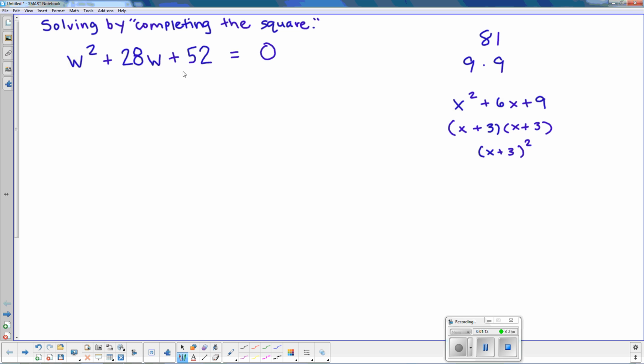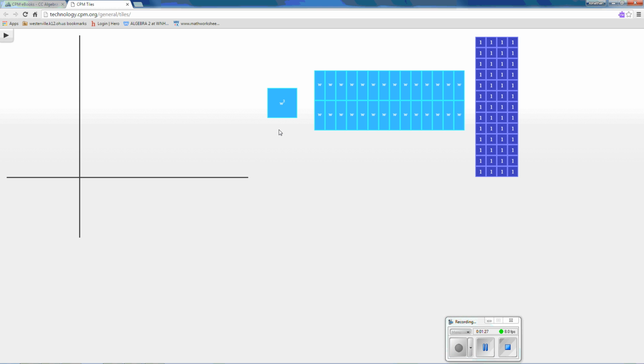So we want to turn this into a perfect square trinomial. So what we have to do is add an amount to it in order to get that, and I'll show you where that amount comes from here. I'm just going to bring up the algebra tiles here. This is the same equation. I've got w squared plus 28w's plus 52 here.